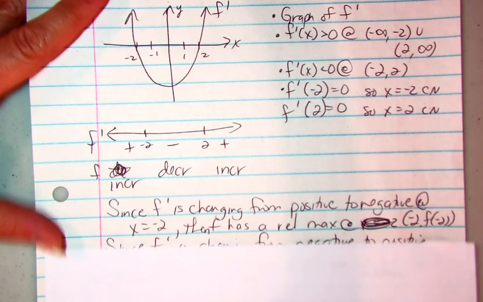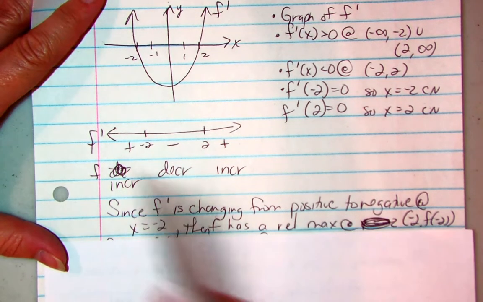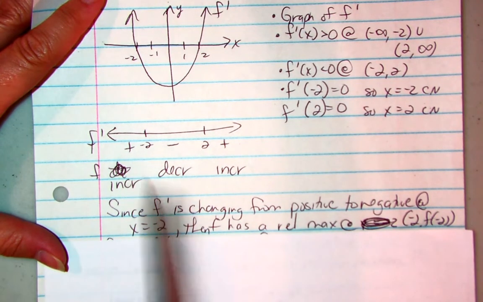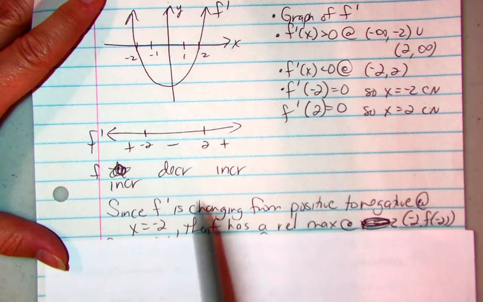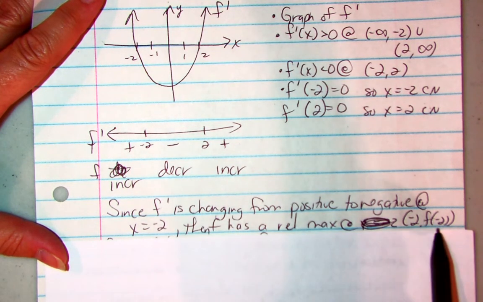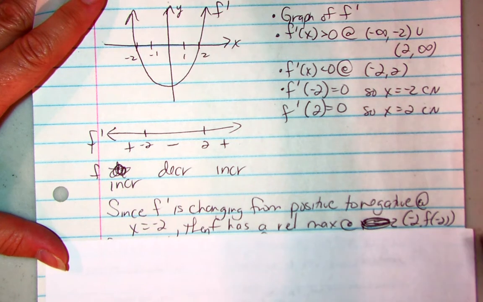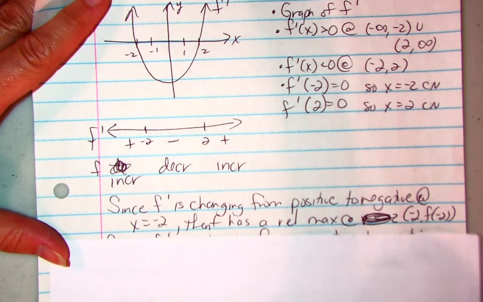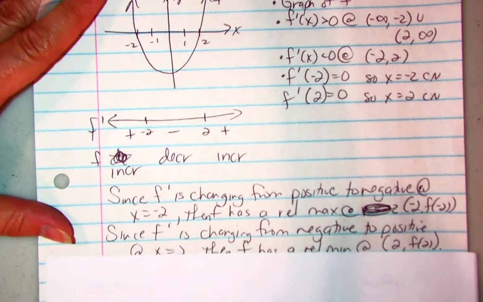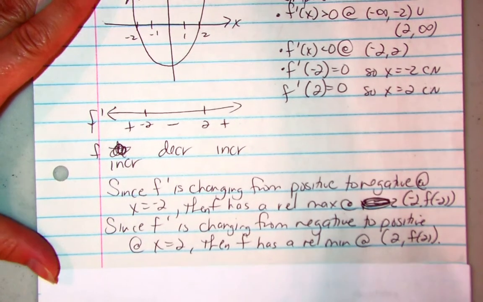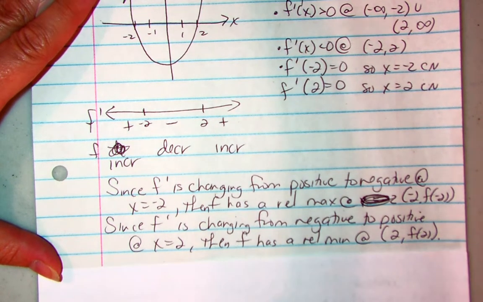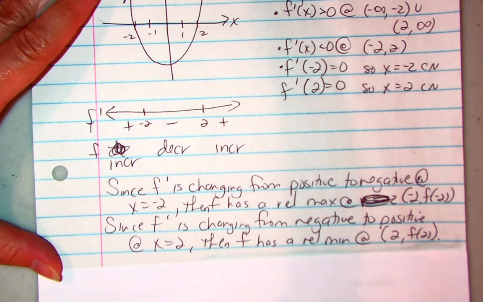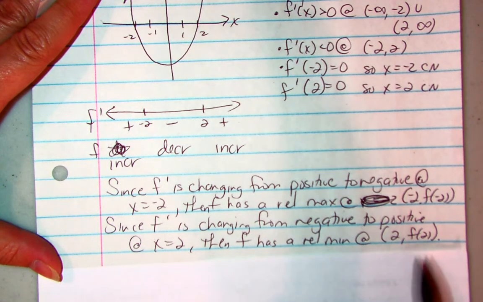Since f prime is changing from positive to negative at x equals -2, then f has a relative maximum at -2, f of -2. I just don't have the function, I don't know what that y output is. And one more. Since f prime is changing from negative to positive at x equals 2, then f, my original function, has a relative min at that ordered pair 2, f of 2.